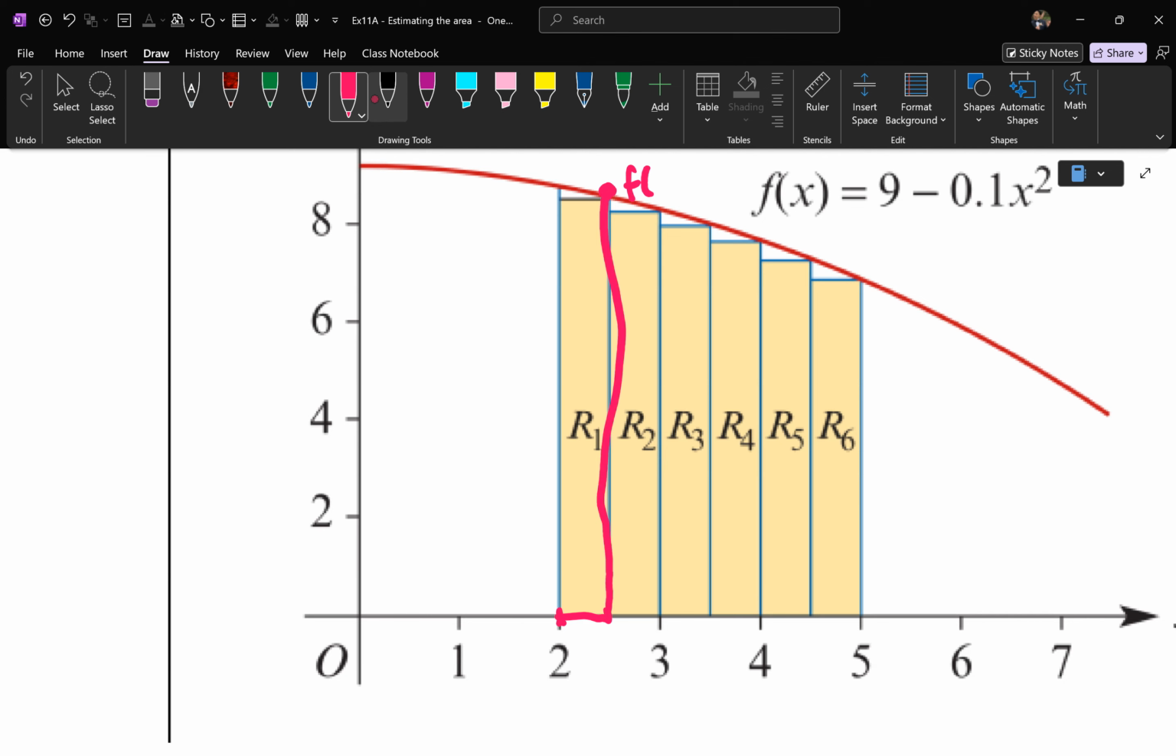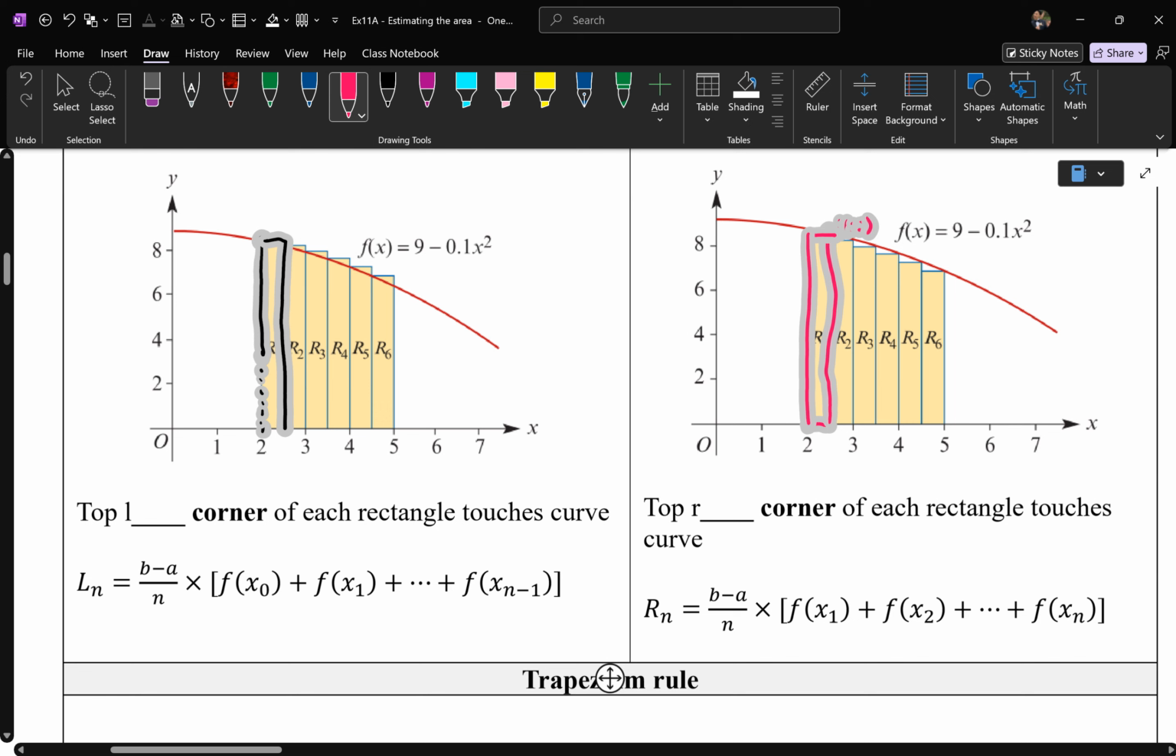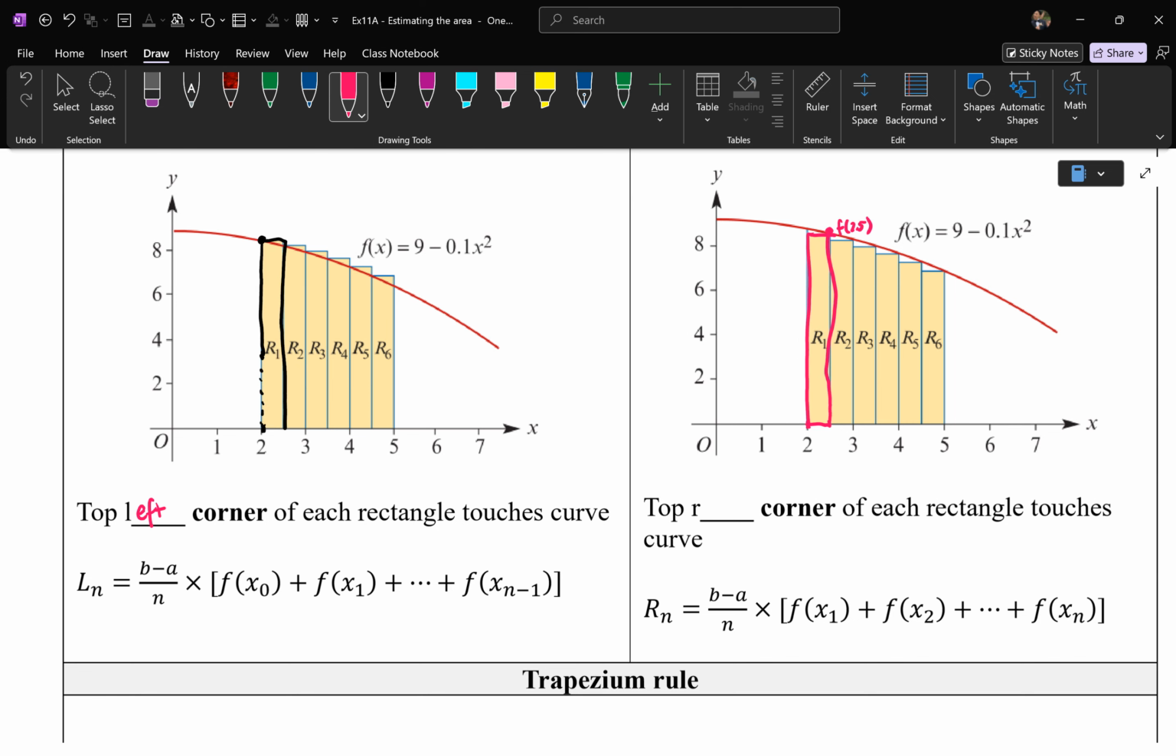That's your f of 2.5. And that gives you this rectangle now. So this is called a right-end estimate, when I'm using the right-hand side of the rectangle to make the y value, or the height of the rectangle. Out of the two, the top left corner of each rectangle, this is the formula to describe it.